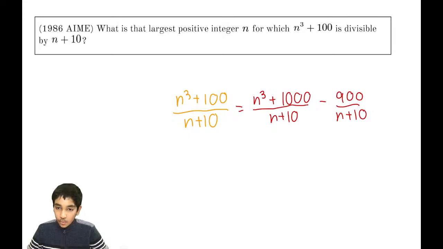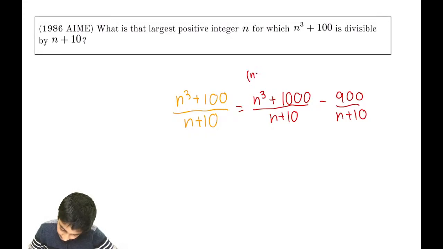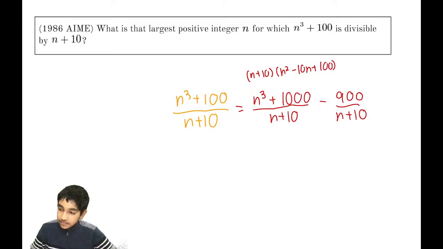So basically, what we can see here is that we can express this as n cubed plus 1000 over n plus 10, minus 900 divided by n plus 10. The reason I express it this way, you might be asking, is because I know n cubed plus 1000 is the sum of two cubes. So by the sum of cubes formula, n cubed plus 1000 is equal to n plus 10 times n squared minus 10n plus 100. Right? By the sum of cubes formula, we can break it down into these two factors. So from here, we can see that n cubed plus 1000 divided by n plus 10 is an integer.